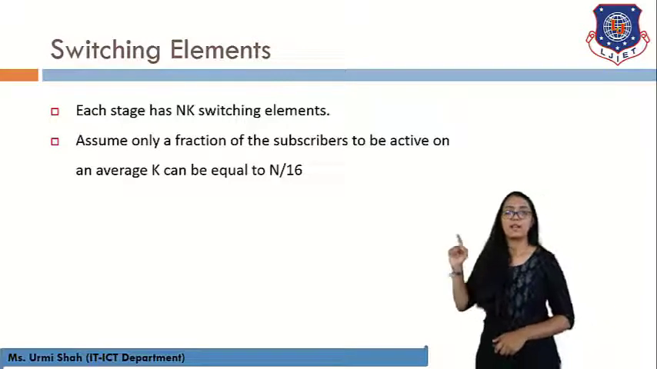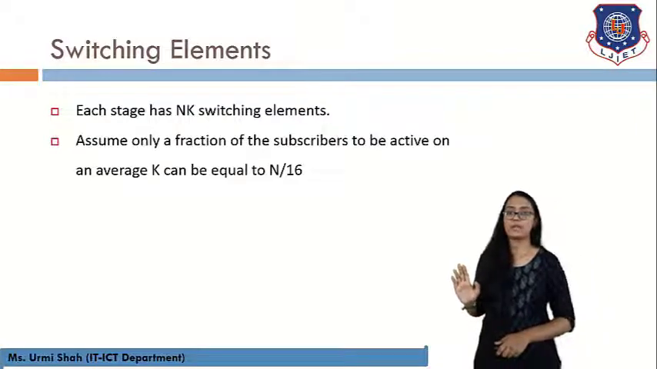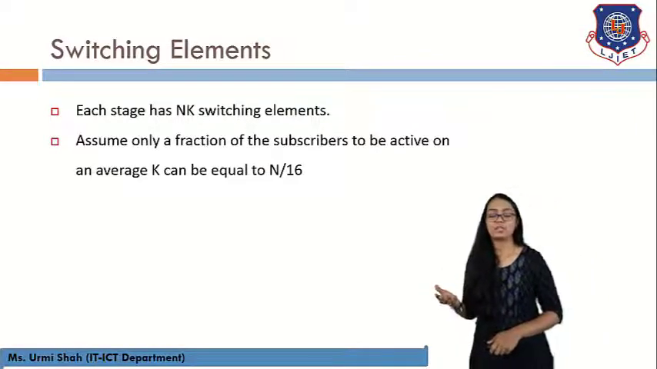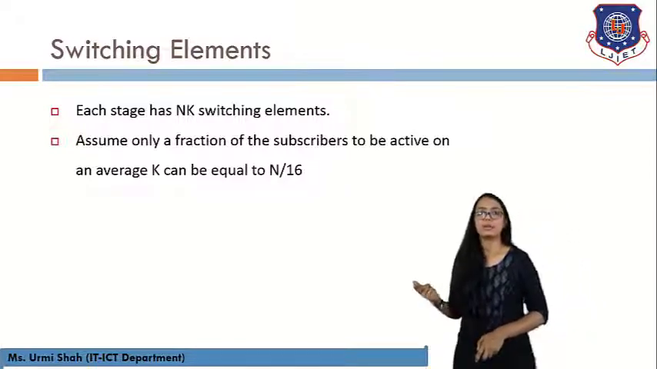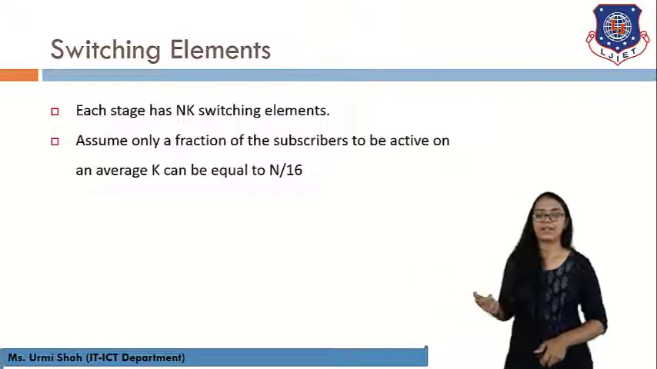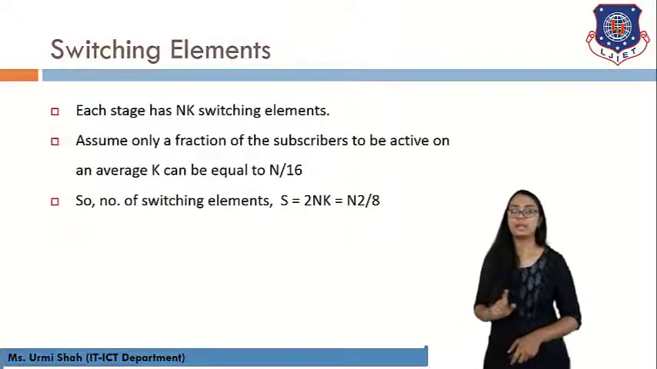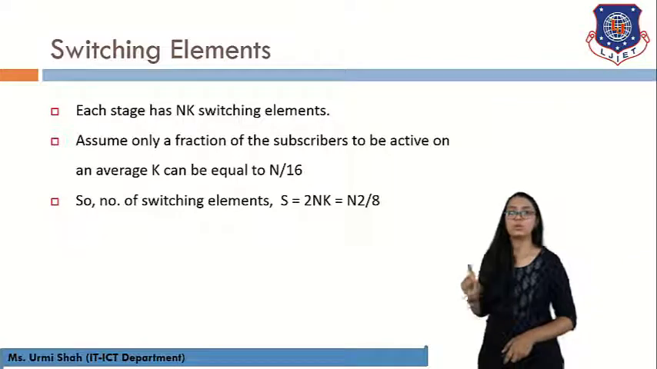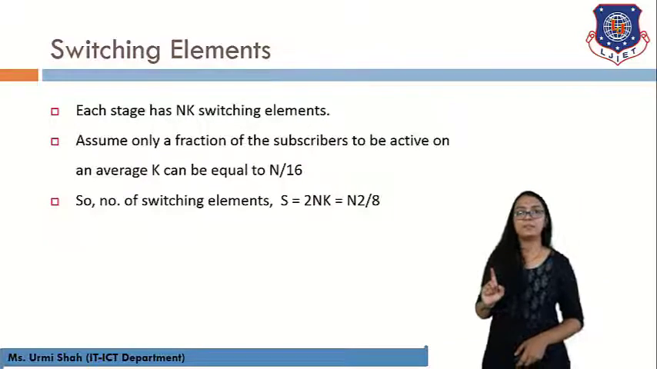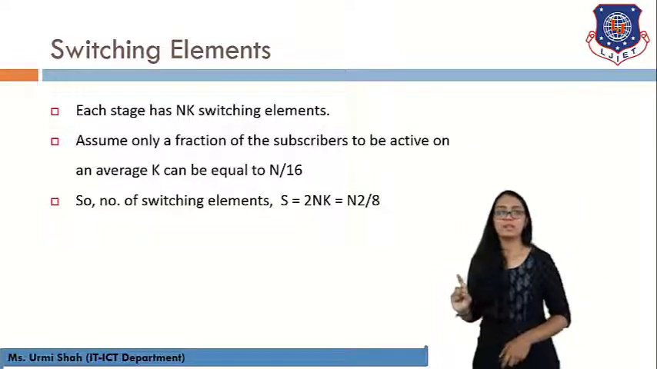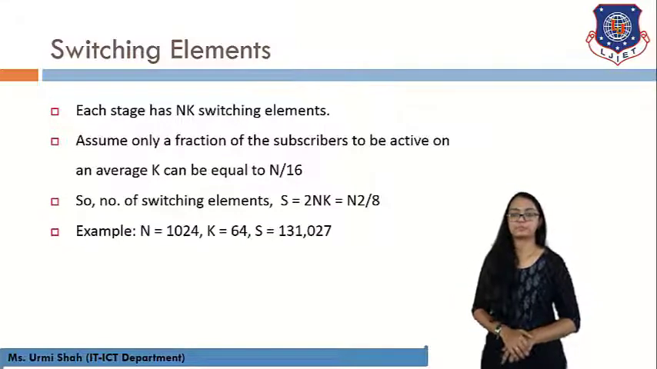Let's now understand this switching element concept through an example. Let's assume that a fraction of subscribers are active, with an average K value of N by 16. So N by 16 subscribers are active at that time. The number of switching elements, S, is equal to 2NK. Substituting N by 16 for K, your answer will be N by 4 elements.